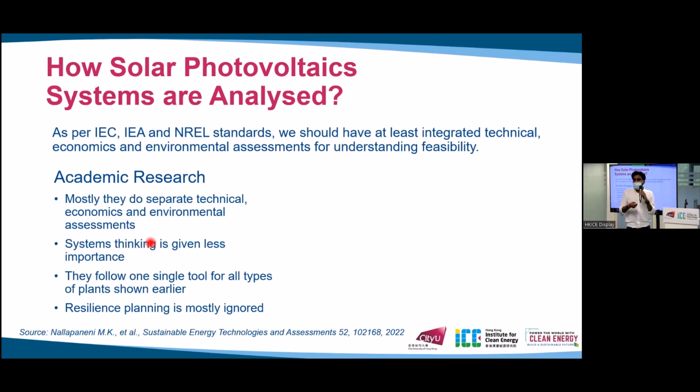And apart from this, we have a wider range of simulation tools that people use. But if we see the systems, every day a new system is coming, new integration is coming, but the simulation tools are very old. As of today, we don't have simulation tools that account for the feasibility of the various systems we have seen. So still people follow the traditional tools and then they just report the data. So this is what is happening in academic research. And then resilience planning is something that's mostly ignored in existing systems.